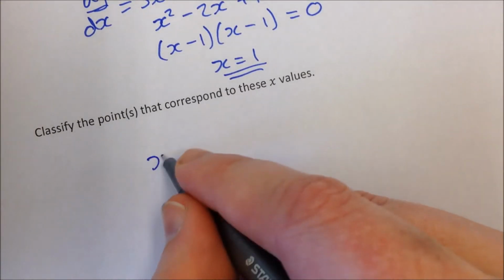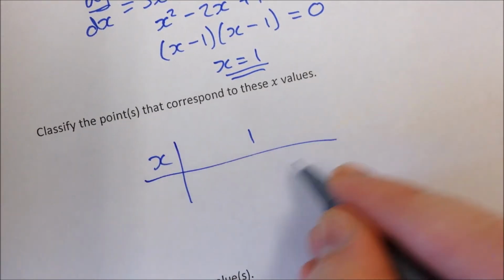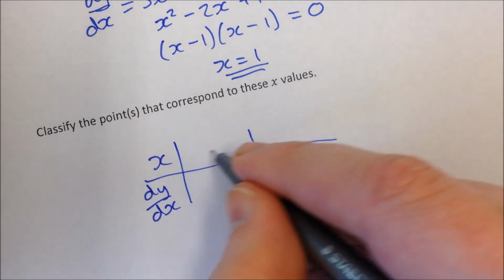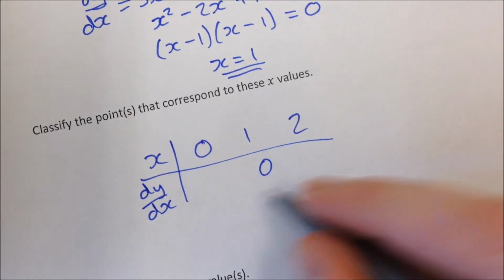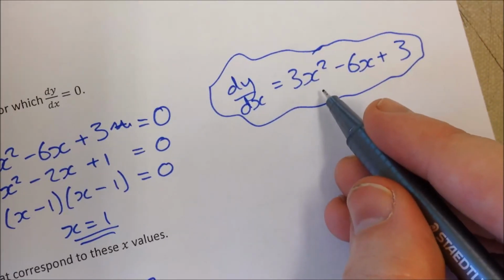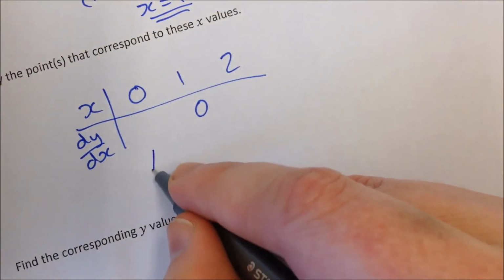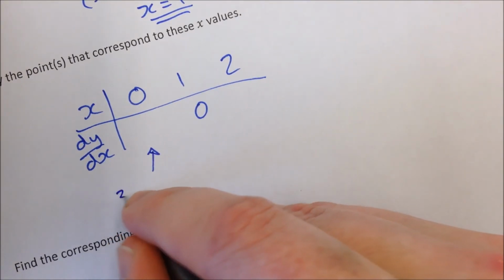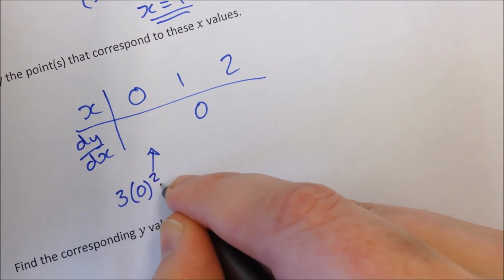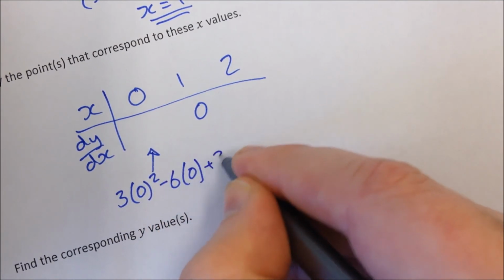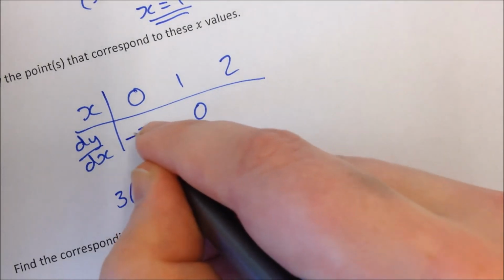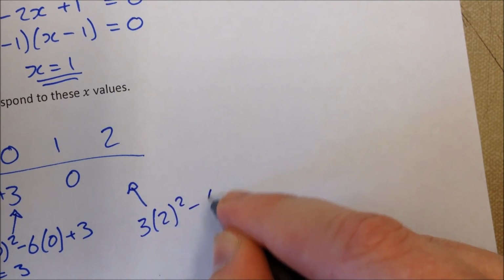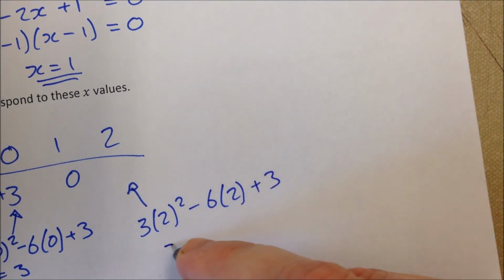We've only got one value to go, so that is x is 1, and that gives us a dy dx of 0. We need a value on either side, so I'll pick 0 and 2, and I'm going to use this expression here to generate my values. So it will be 3 lots of 0 squared, take away 6 lots of 0 plus 3, so that is 3. Positive 3. This one here is 3 lots of 2 squared, take away 6 lots of 2 plus 3.